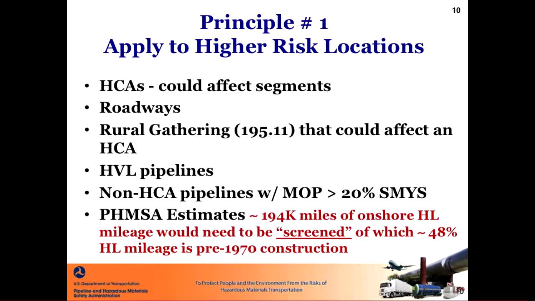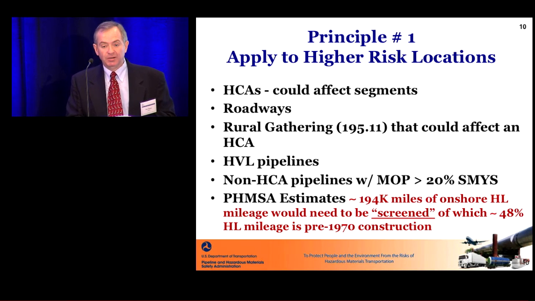Of course, I think we want to consider the roadways, the freeways, the 4-lane highways, all of the heavy traffic highways. Then the next item is the rural gathering that could affect an HCA. Do we want to include those? And then the HVL pipelines, and as I said earlier, the non-high consequence area pipelines. And again, PHMSA doesn't have information on what's in each of these categories. We do know that onshore there's 194,000 miles of pipeline.